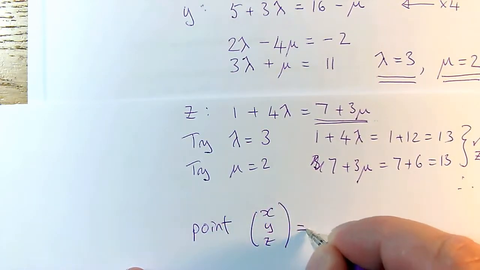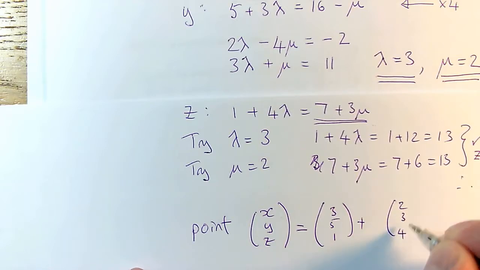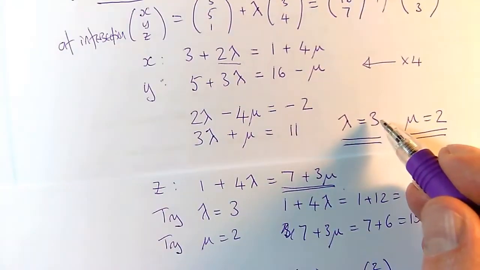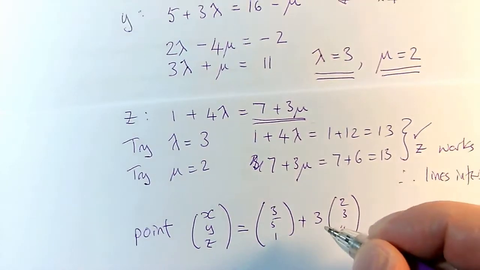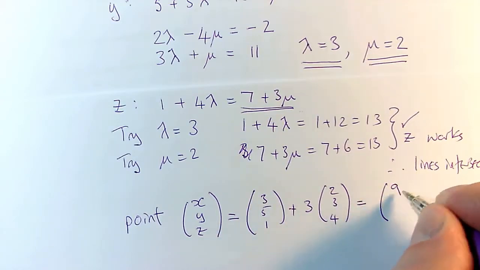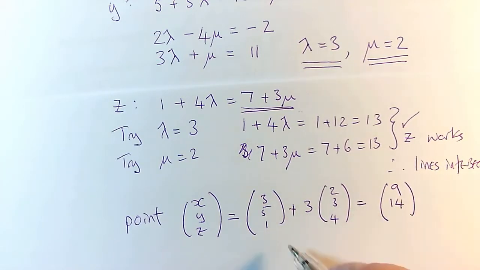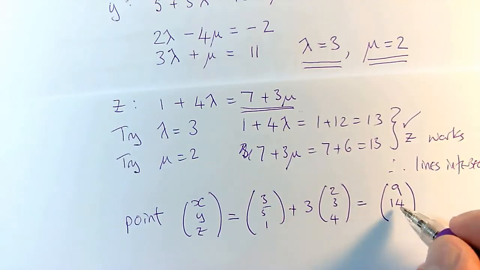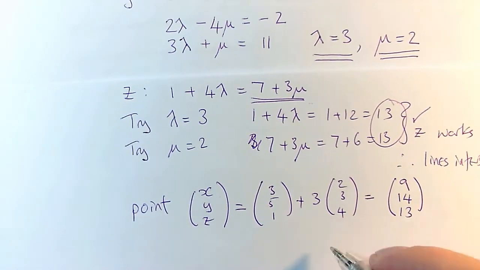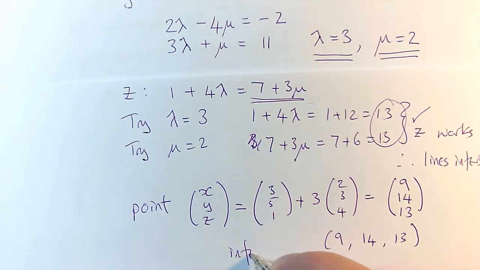So the point is going to be x, y, z, and the first equation told me that x, y, z equals 3, 5, 1 plus lambda times 2, 3, 4. But this lambda value, I now know that lambda should be 3. So I'm going to put a 3 there. For the x bit, I'm going to get 3 plus 3 times 2, which is 9. For the y bit, 5 plus 3 times 3, which is 5 plus 9, which is 14. And for the z bit, 1 plus 3 times 4, which is 13. In fact, I have seen that 13 here. So my point of intersection, one last step, I should give coordinates rather than a position vector. So this is my intersection point, and I should be done.